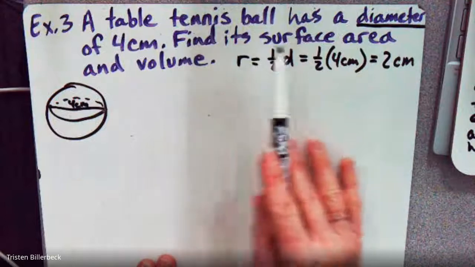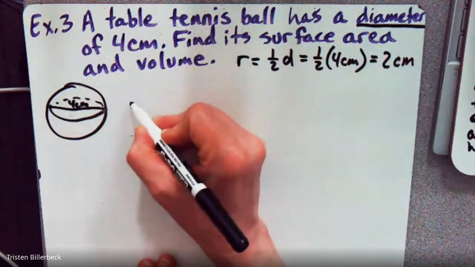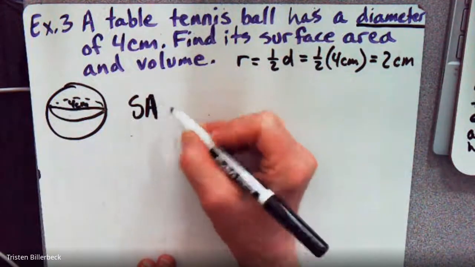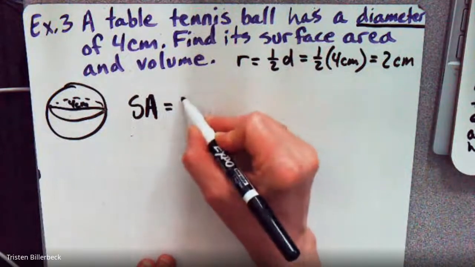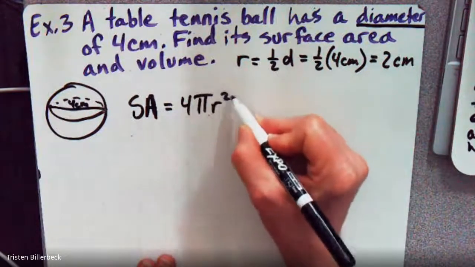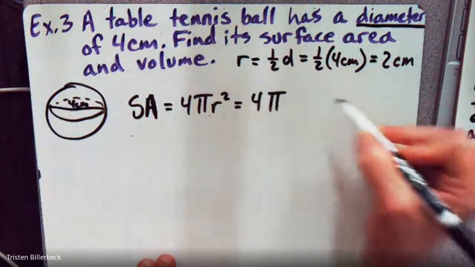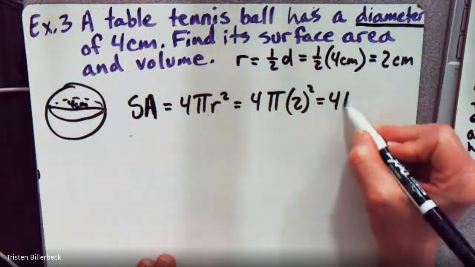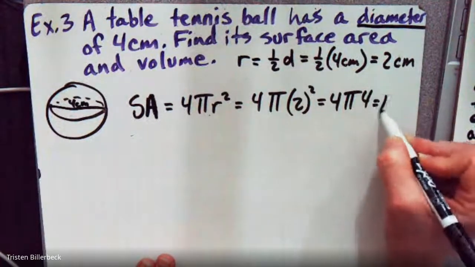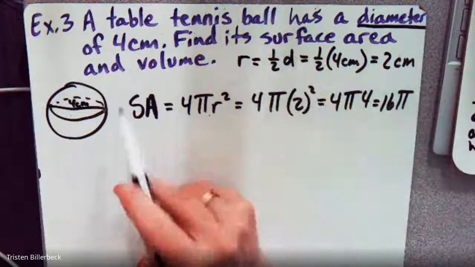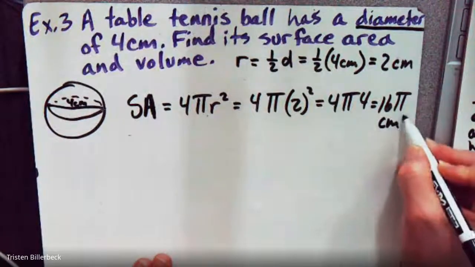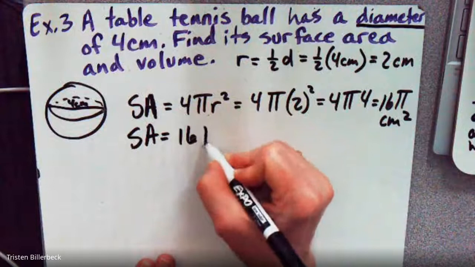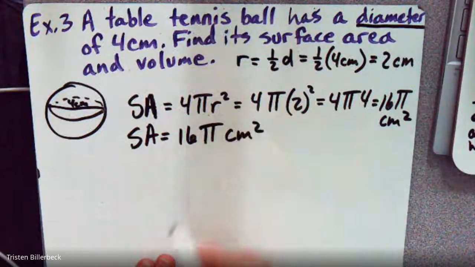So find its surface area and volume. The surface area of a cube, I'm sorry, of a sphere is 4 pi r squared. So we have 4 pi and then 2 squared. 2 squared is 4, so 4 pi times 4 is 16 pi. And we're dealing with centimeters, so it's centimeters squared. So our surface area is 16 pi centimeters squared.